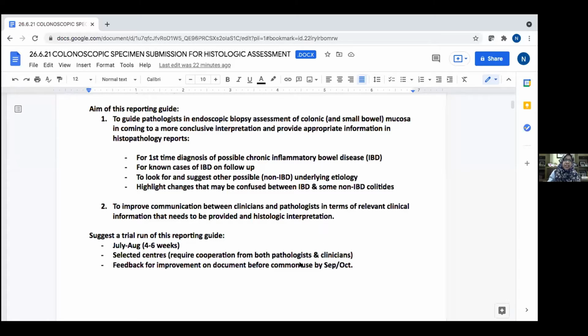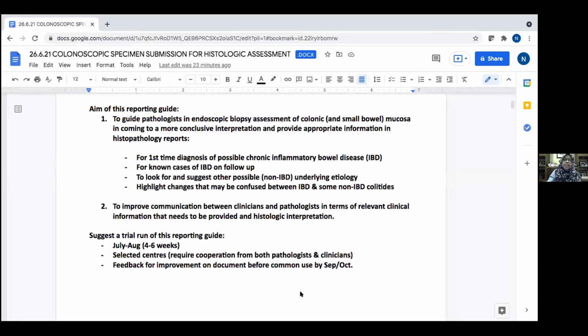As I said just now, this document is just a preliminary. I envision a trial run perhaps between July and August for about 4 to 6 weeks. We will decide on the number of cases. But it definitely needs cooperation from both clinicians and pathologists, because we need feedback from both parties to see whether this reporting guide is useful or not.